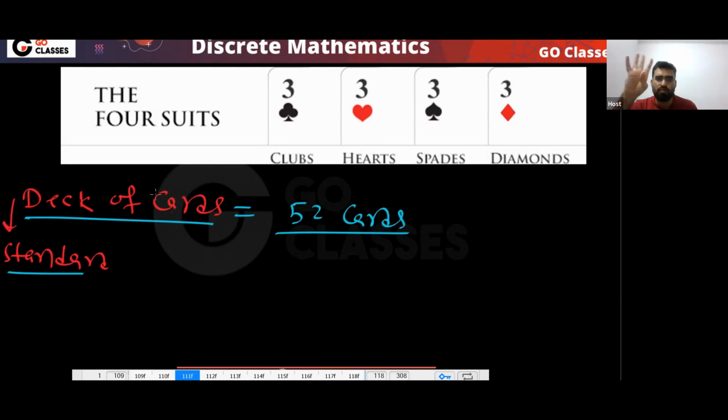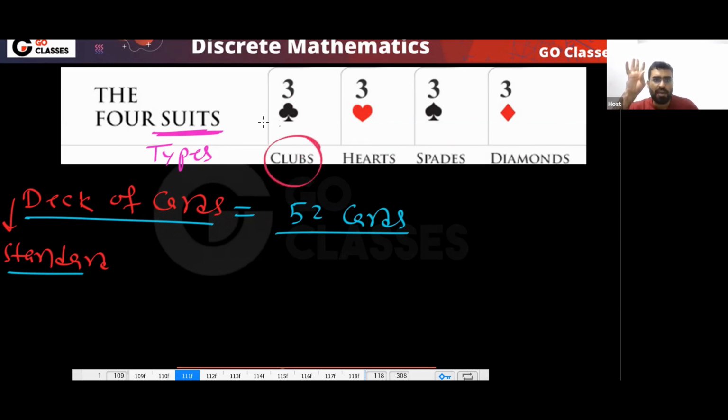There are 4 types of cards. These suits are basically nothing but types. There is club, in Hindi we call it chidi. This is a heart, in Hindi you call it pan. This is spades. Can anyone tell me what we call it in Hindi? Spades, that is hukum, hukum ka patta. And this is diamond. So basically there are 4 types of cards: clubs, hearts, spades, diamonds.